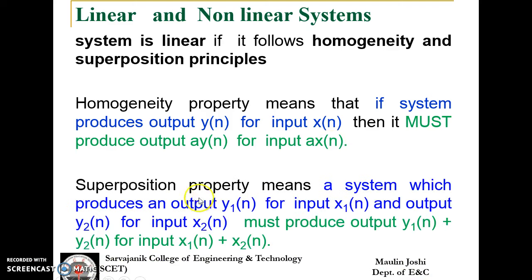Similarly, the superposition property says that a system which produces an output y1[n] for the input x1[n] and y2[n] for the input x2[n], then it must produce the output y1[n] plus y2[n] for the input x1[n] plus x2[n].